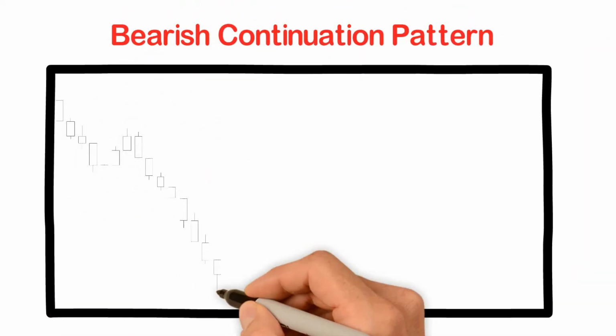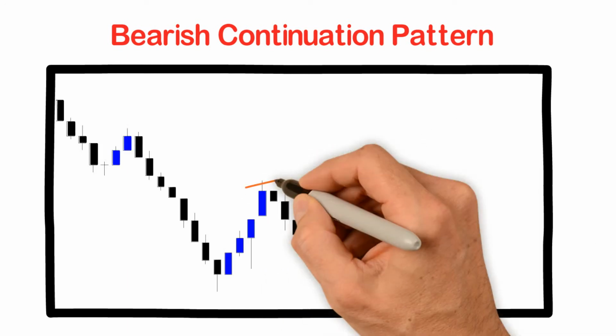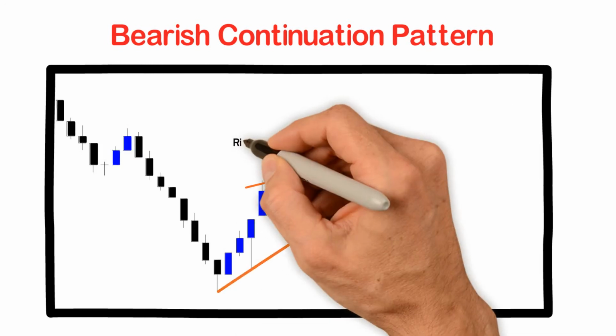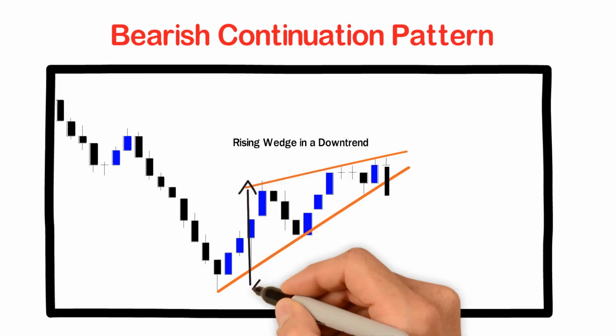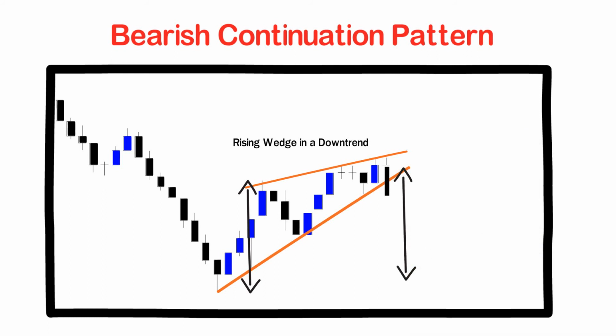It forms after a strong downtrend as the price retraces higher. As the main trend is still bearish, there is no momentum behind the bullish moves, and eventually price breaks to the downside to resume the bear trend. The price target for this formation should be the height of the wedge measured down from the breakout point.